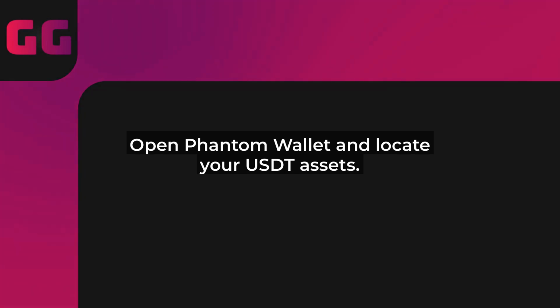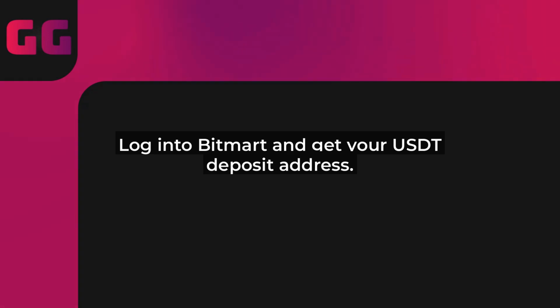Let's jump right in. First things first, make sure you have the Phantom Wallet app installed on your device and that you have some Tether, USDT, in it. If you don't, head over to the App Store or Phantom's website to set it up. It's free and quick. Once you're logged in, open your Phantom Wallet and navigate to your assets. Find the USDT token in your wallet balance.